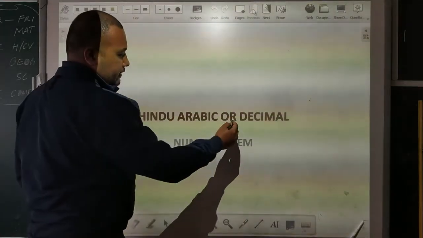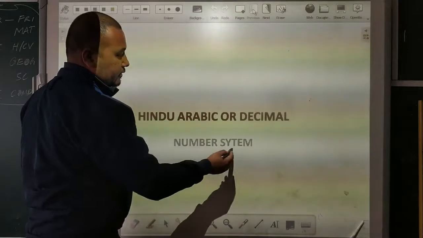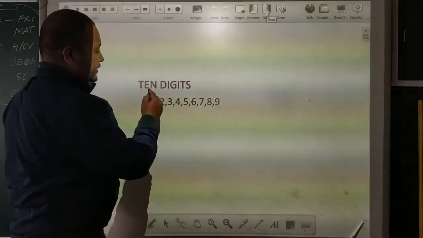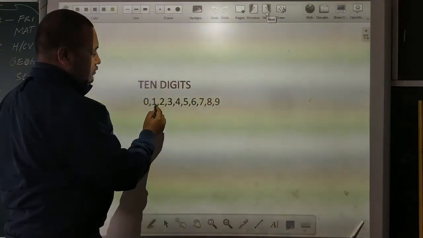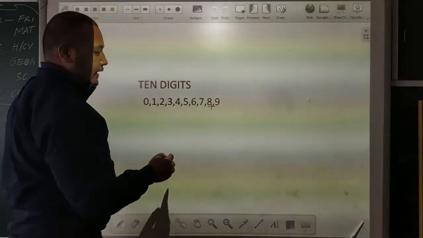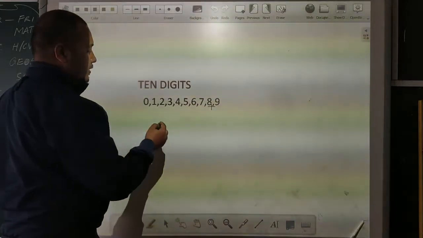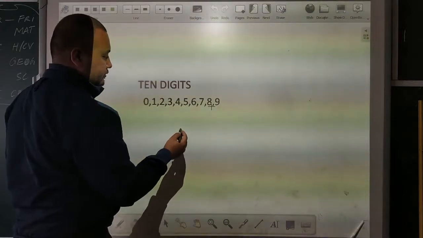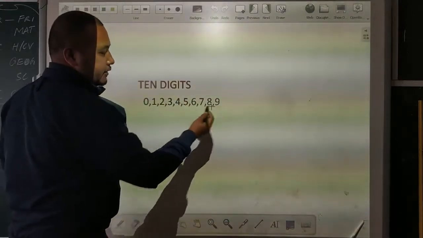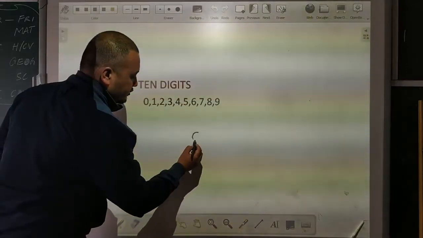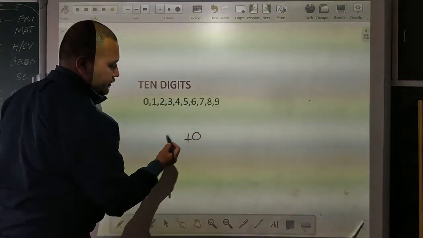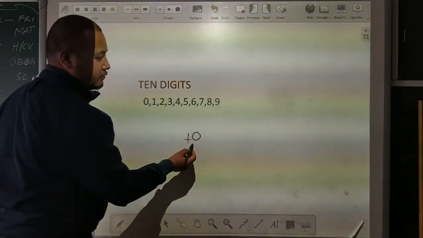In the Hindu Arabic, also known as the decimal number system, the numbers were written using these 10 digits: 0, 1, 2, 3, 4, 5, 6, 7, 8, 9. The rest of the numbers can all be written using combinations of these 10 digits. How can you write 10? We write a 0, and then in the tens place we put a 1. So we have used 0 and 1 to write 10.